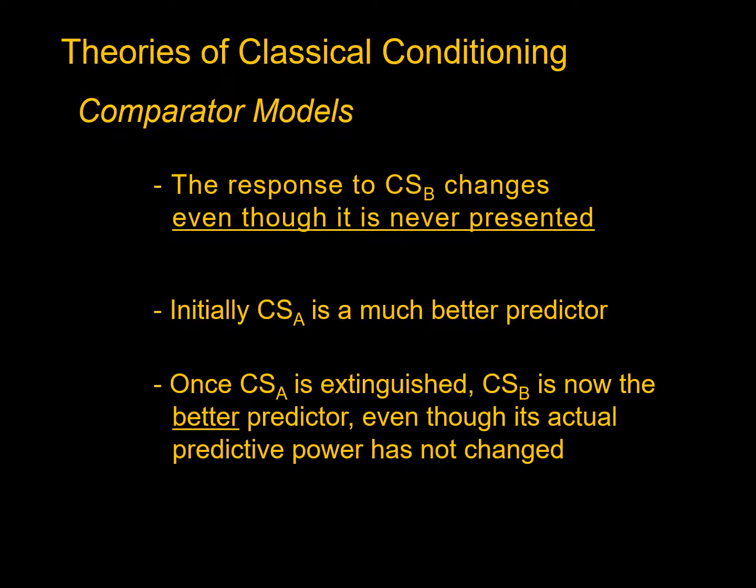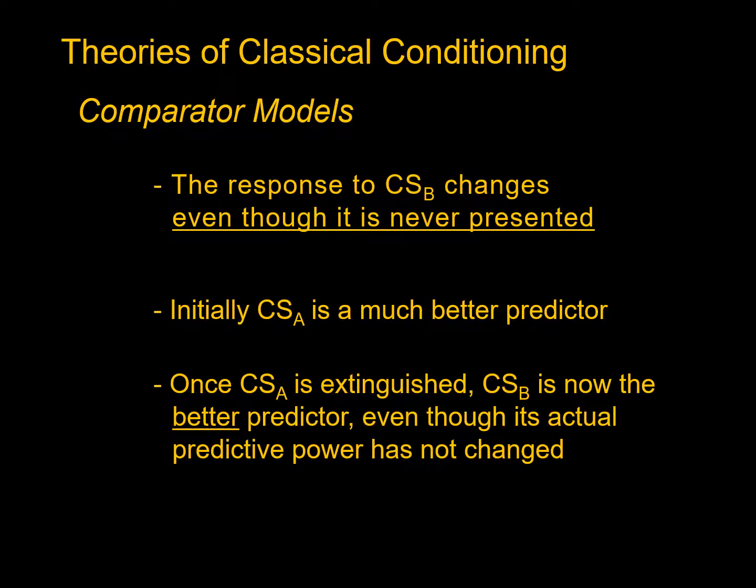one of the little wrinkles you have to deal with if you're going to model blocking is that when we get to the second phase of a blocking study, we're dealing with a compound CS. Two CSs presented together leading to the US. Now, we're dealing with a compound stimulus model. There's no way to model a compound stimulus all at once.